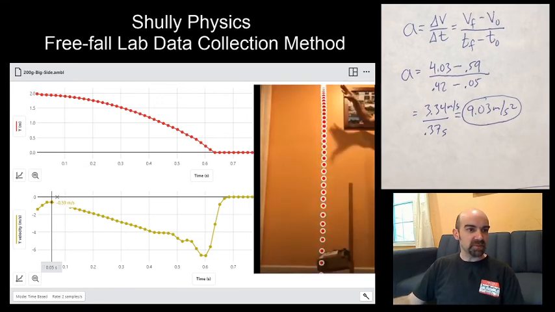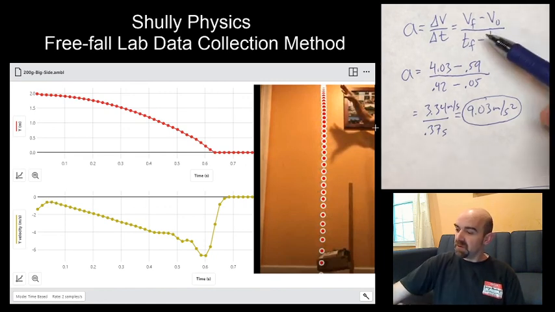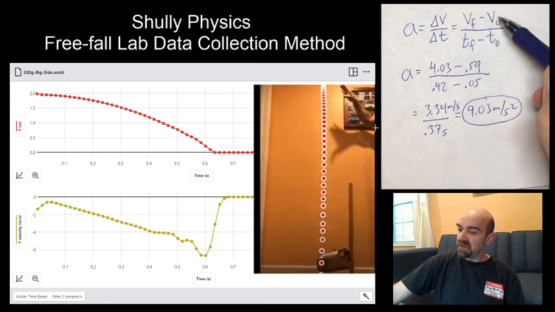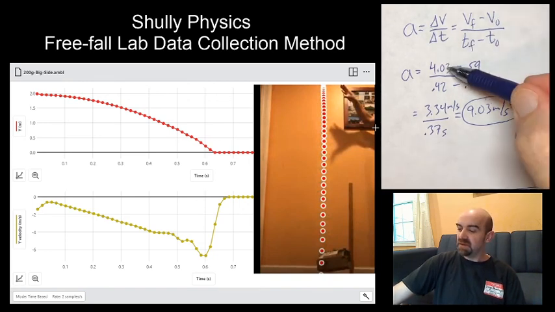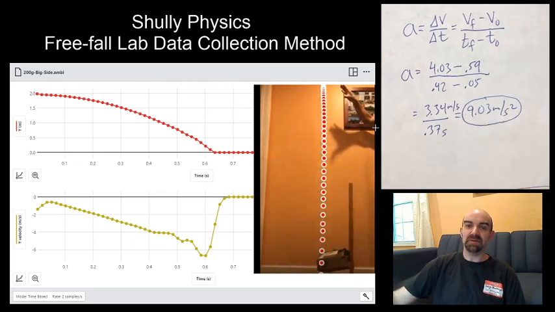Just to recap, find the section of your velocity data that agrees, that's showing a trend. So there's a nice straight line from the top here down to about right there. Pick a point near the bottom, that's your final. Pick a point near the top, that's your initial. Plug in those two final and initial velocities and the final and initial times. Take the difference and calculate your acceleration that way.